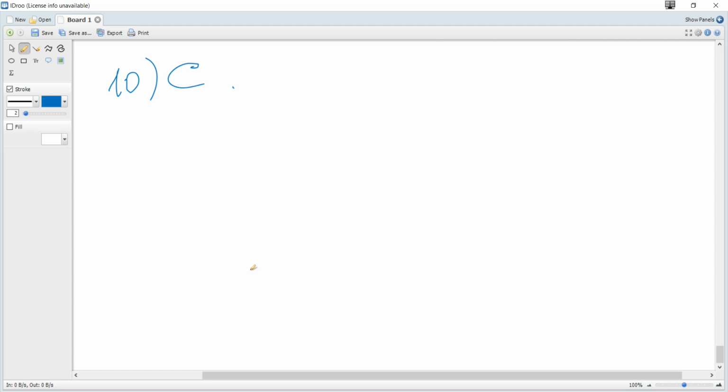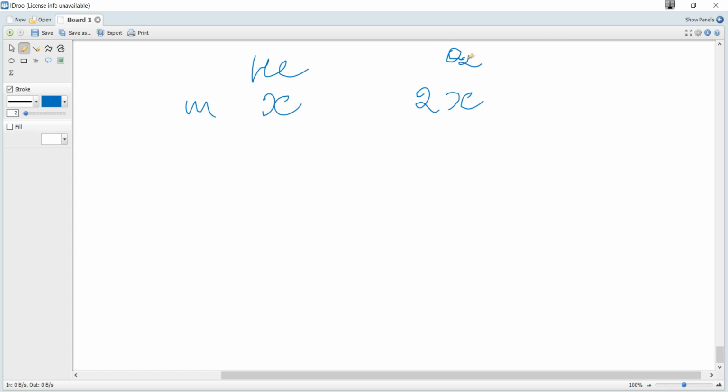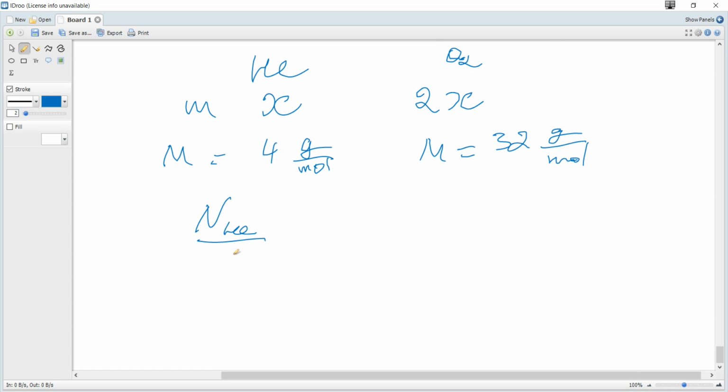(11) A vessel contains a mass x of helium and mass of 2x of oxygen. Molar mass of helium is 4 grams per mole, and oxygen 32 grams per mole. What is the ratio of the number of helium atoms to the number of oxygen molecules?